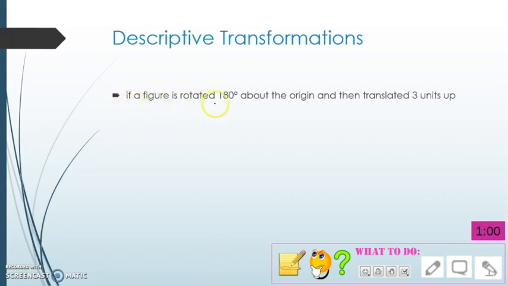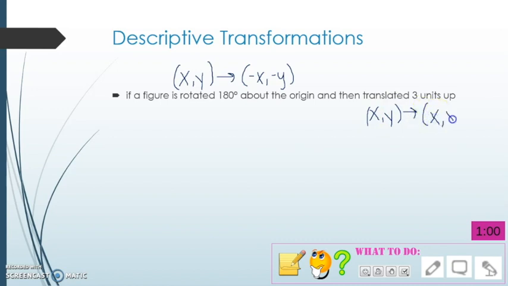So if a figure is rotated 180 degrees about the origin and then translated 3 units up, so that's 2 different transformations. Okay, remember that the mapping rule for rotating 180 degrees about the origin is negative x comma negative y. And then if we are translating 3 units up, that means our mapping rule would be x comma y plus 3.